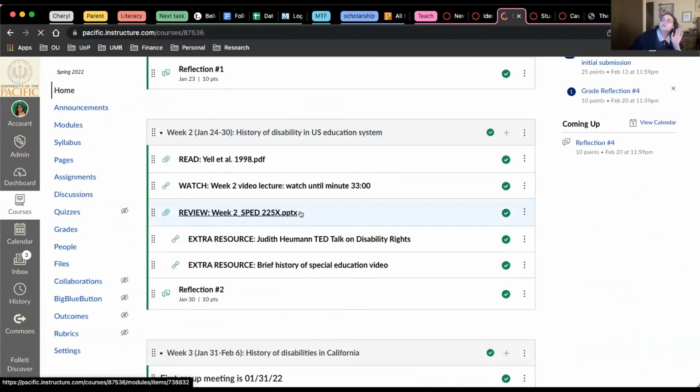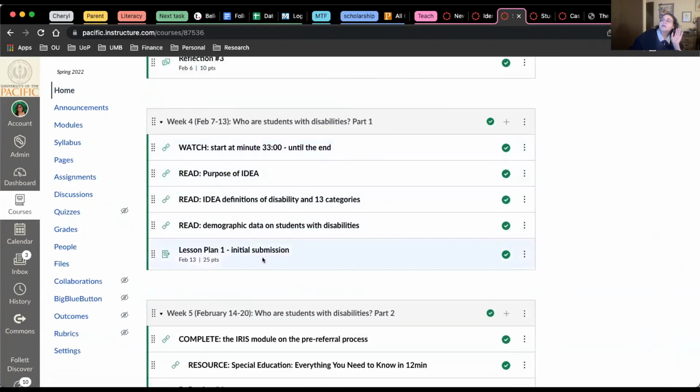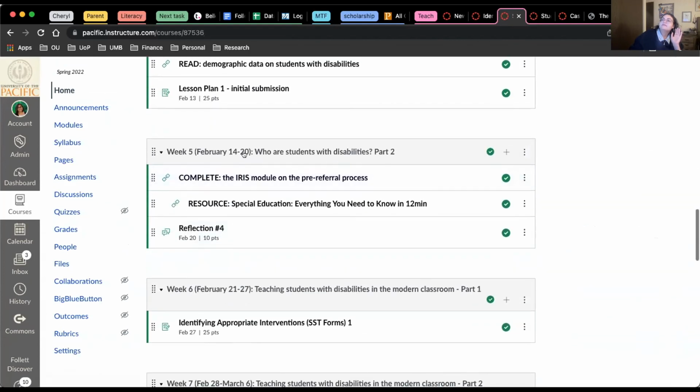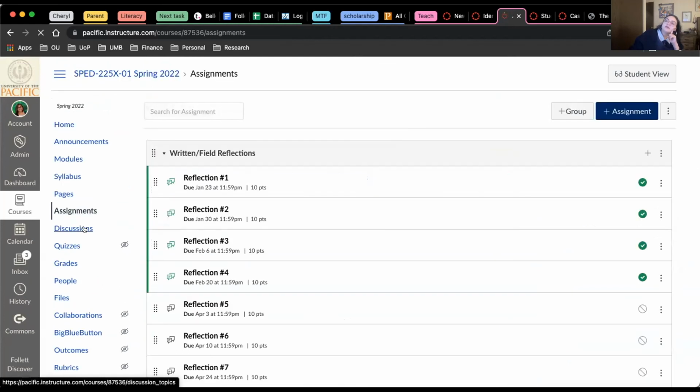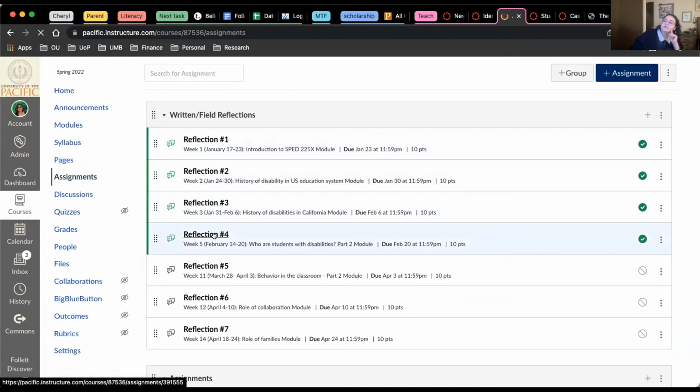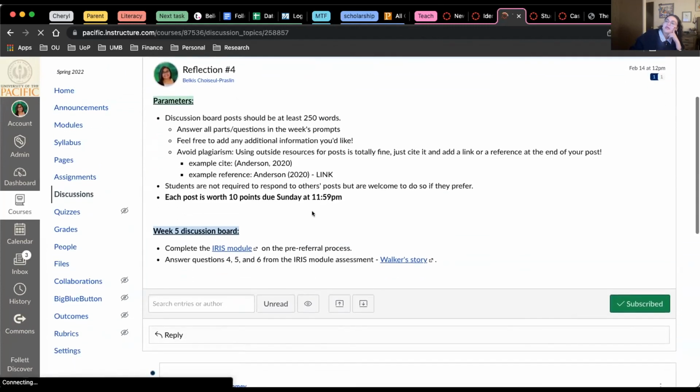If you're on modules or our homepage, we are in week 5. You'll see reflection number 4 down here. If you go to assignments, you can find reflections as well. You can also find them under discussions. You have 3 ways to look for them. Reflection number 4, week 5.